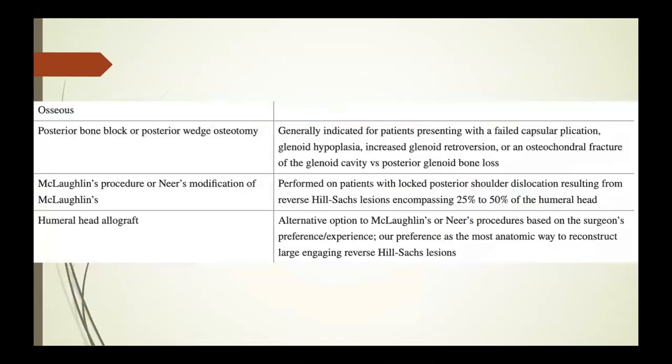To sum up the osseous, bony procedures: posterior bone block or posterior wedge osteotomy should be indicated in failed capsular plication, glenoid hypoplasia, increased retroversion, or osteochondral fracture of the glenoid cavity with posterior glenoid bone loss. And the McLaughlin procedure or its modification should be done in a large reverse Hill-Sachs defect of 25 to 35% of the humeral head. If there is more, we can go for an alternative humeral head allograft.